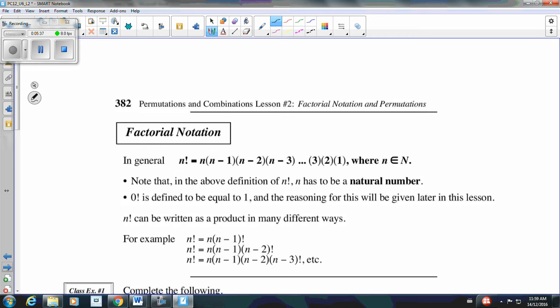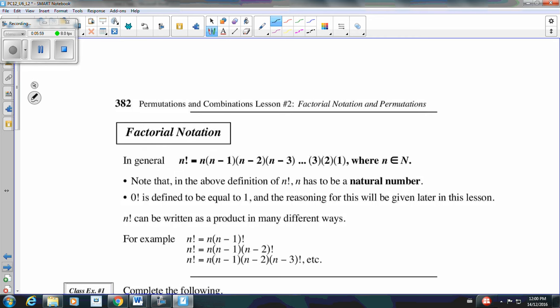In general, n factorial equals n times n minus 1 times n minus 2 times n minus 3 all the way down to 1, where n is a natural number. So we can't calculate the factorial of 2.5. We only calculate the factorial of positive whole numbers. 0 factorial is defined to be equal to 1, and the reasoning is described later in the lesson.